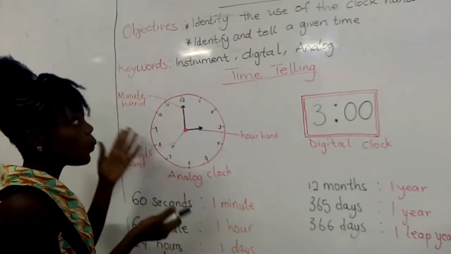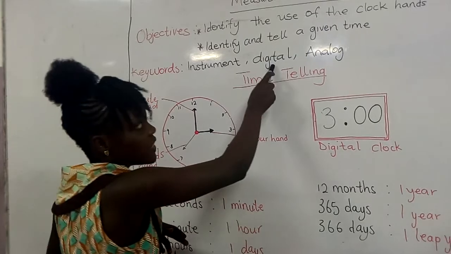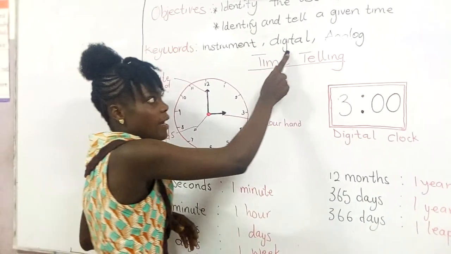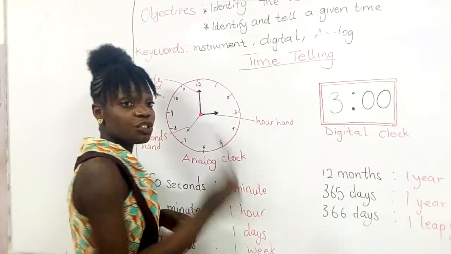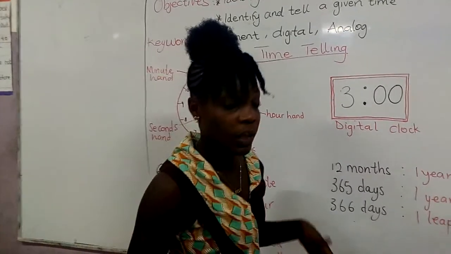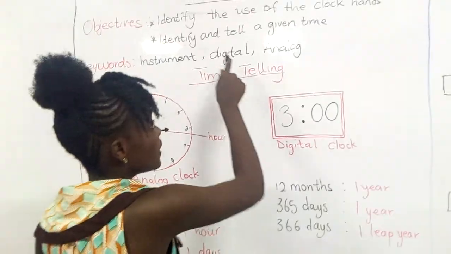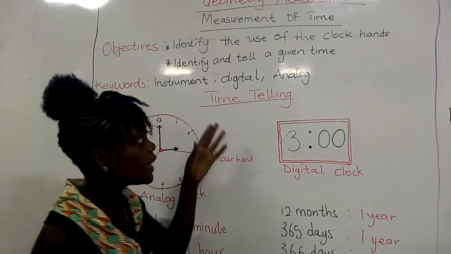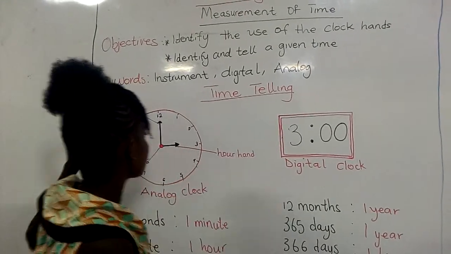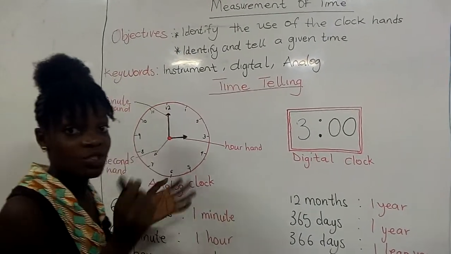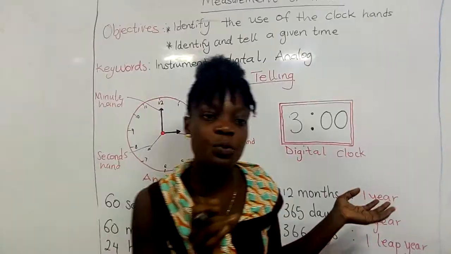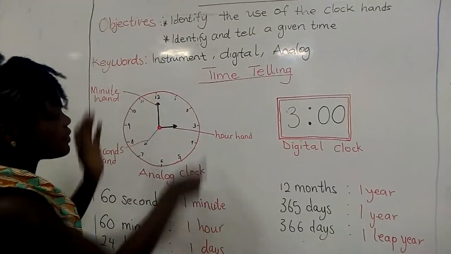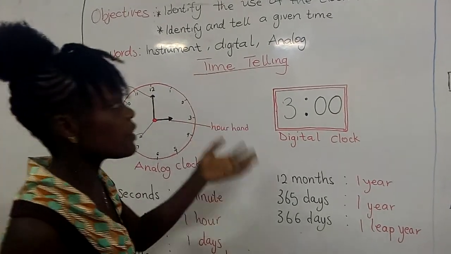And our keywords are instrument, digital, and analog. Now, an instrument is a tool. Any instrument is a tool. And then we have the digital. The digital talks about figures. And the analog talks about the device that is usually represented in a physical order. So this is an analog clock, and this is a digital clock.